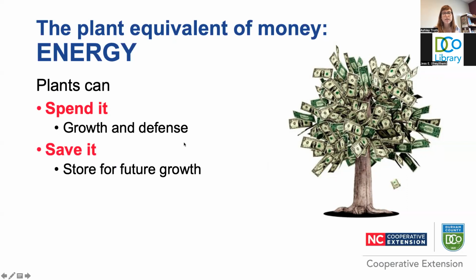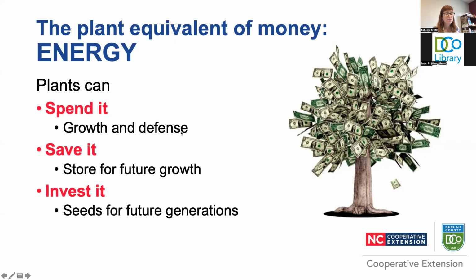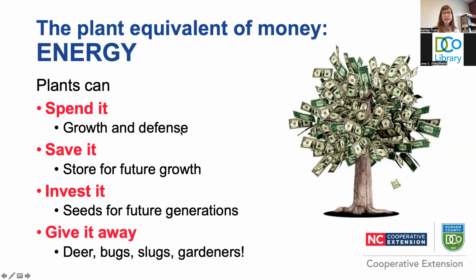So this is going to be things like putting energy into your roots, putting energy into other storage structures so that you can come back later. Invest it, that's going to be seeds for future generations. And they can give it away. That'll be deer, bugs, slugs, gardeners, right? That's all how they give away their energy, right?